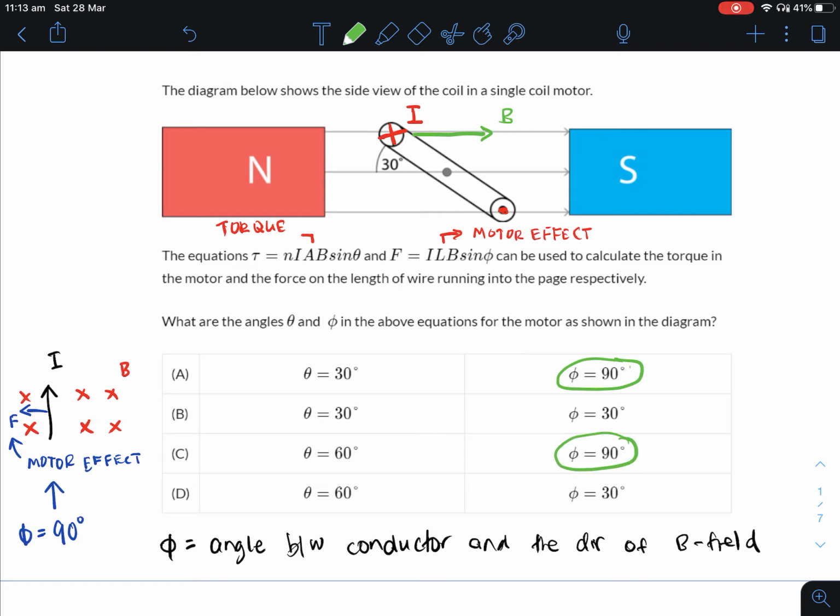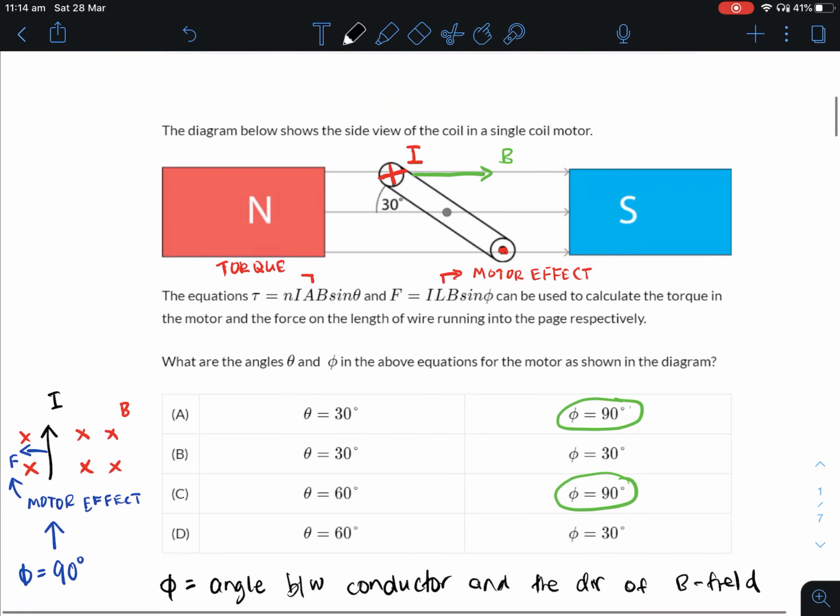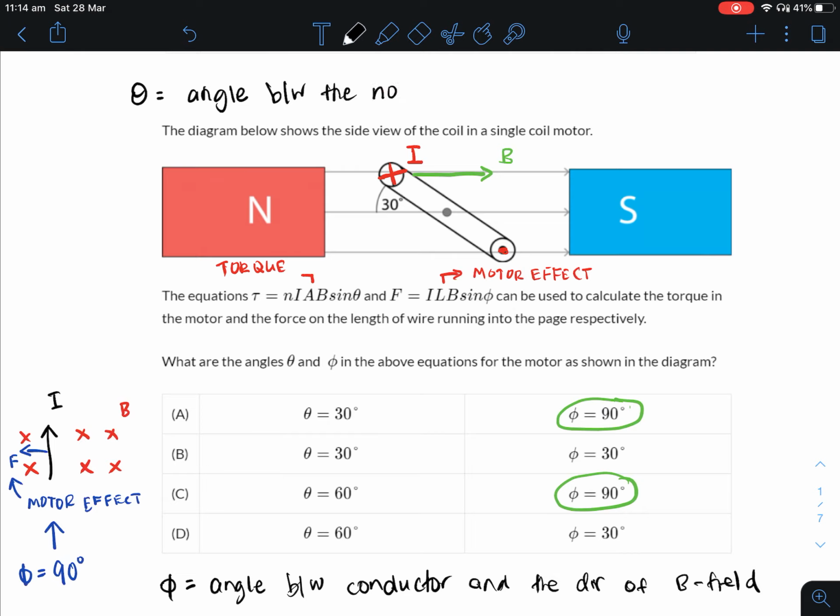And so now let's have a look at theta. Theta in the torque equation, what is it? Well, if we look at theta in this equation, theta is actually the angle between the normal of the coil and, again, the direction of the B field or of the magnetic field. Okay, so let's take this slow. Let's have a look at what this means. It's the angle between the normal of the coil.